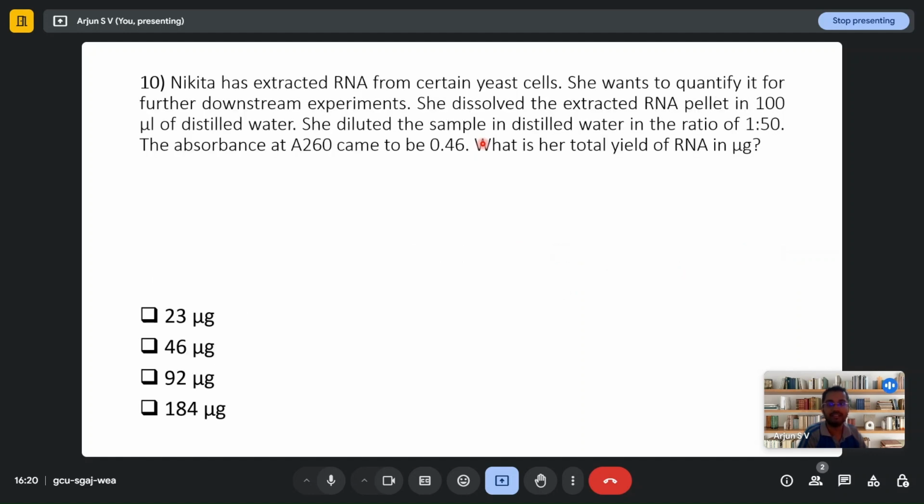And the last question. So far, all the 9 questions have been only theoretical, so it's pretty much easy to solve. Only the last question is kind of mathematical.